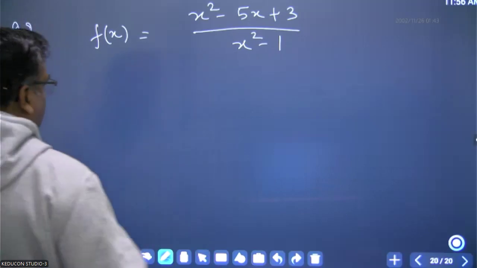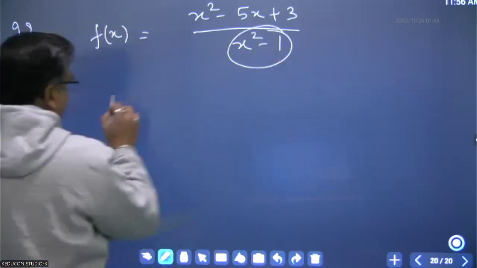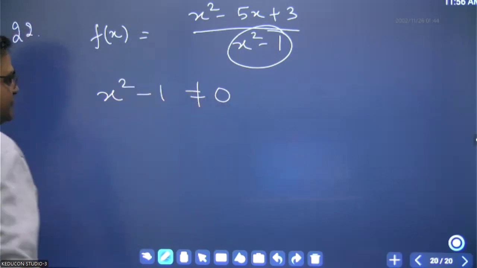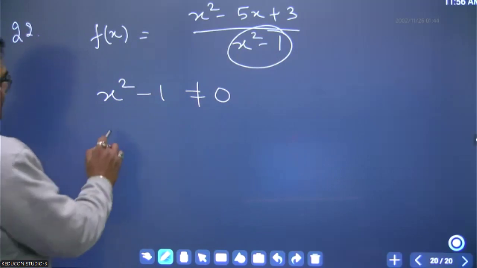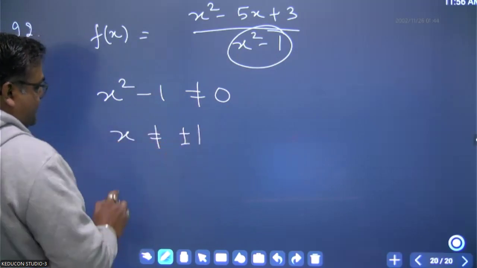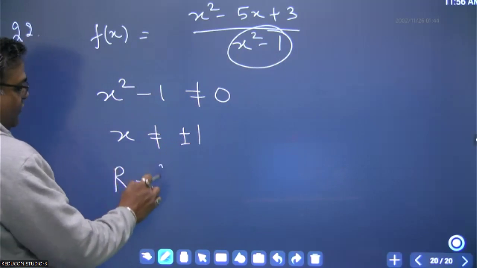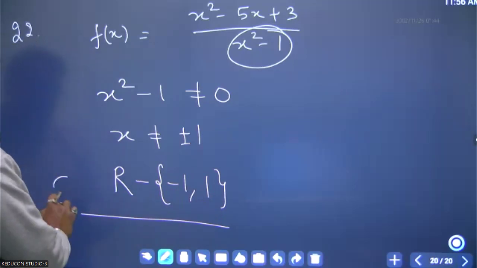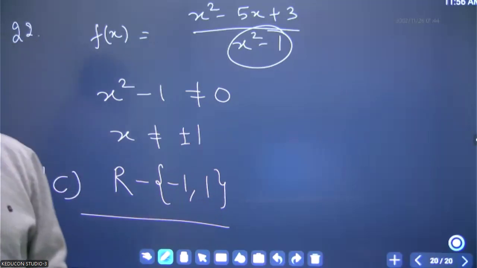देखिए बच्चों, अभी 3 रूल बताए मैंने. जो डिनोमिनेटर शुड नॉट बी 0, means x square minus 1 is not equal to 0, right? So therefore x cannot be equal to plus minus 1. So it can have all real numbers except 1 and -1. So therefore C option will be the right answer.